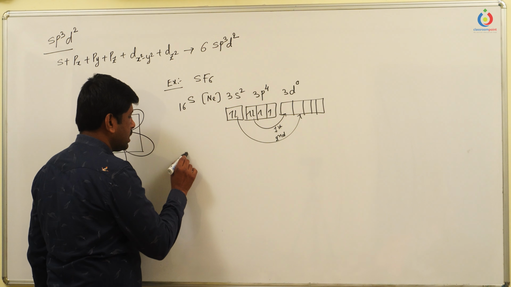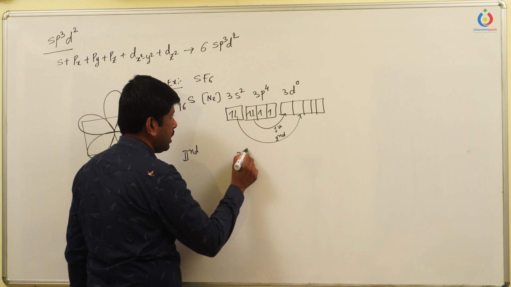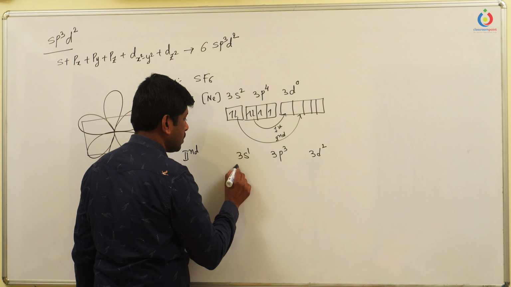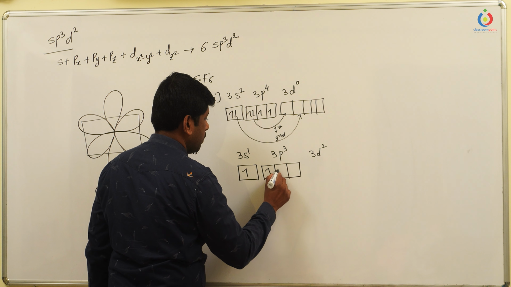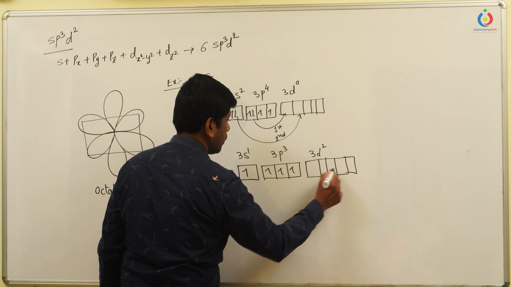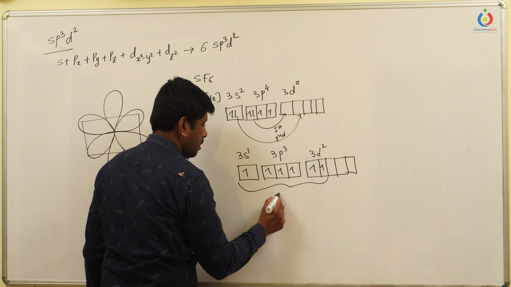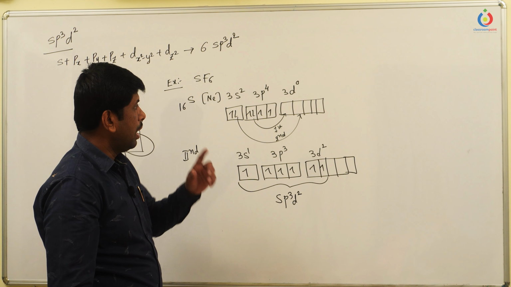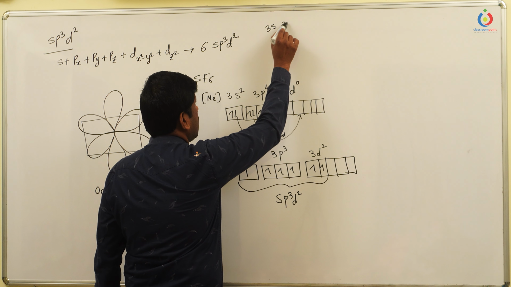So if you directly write down the second excited state electronic configuration of sulfur, we get 3s1, 3p3, 3d2 electrons. S orbital one electron, p orbital three electrons, and d orbital two electrons are present. So the intermixing of these orbitals produces sp3d2 hybrid orbitals.